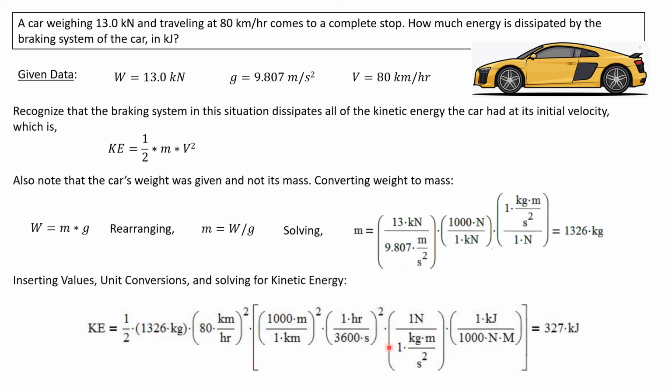Then a newton is a kilogram meter per second squared, and 1,000 newton meters are equivalent to a kilojoule. Now all of these will cancel, and I'll be left with an energy term of 327 kilojoules.